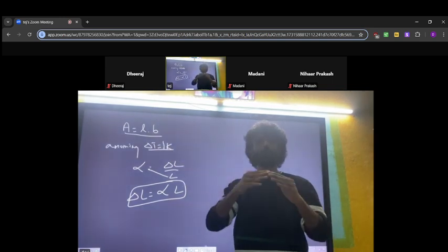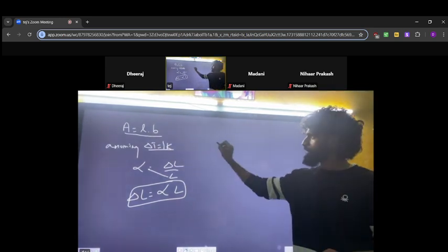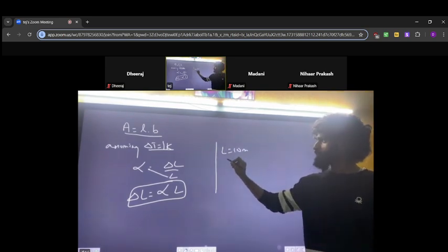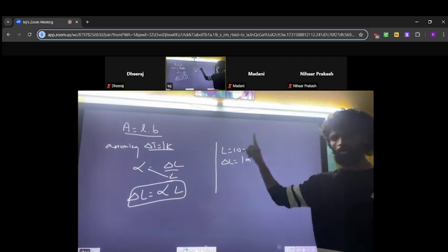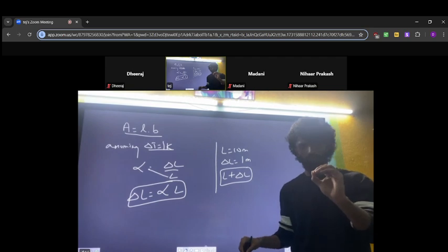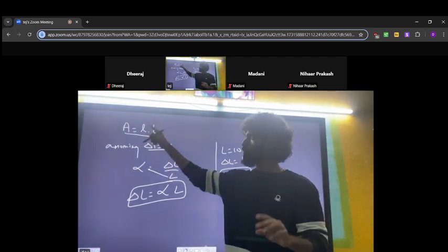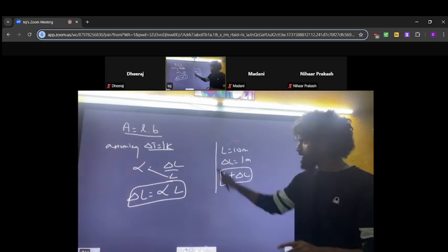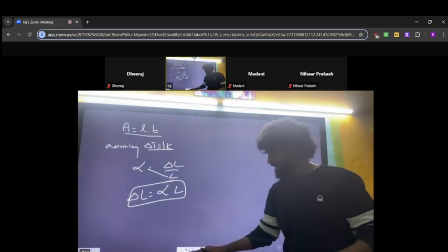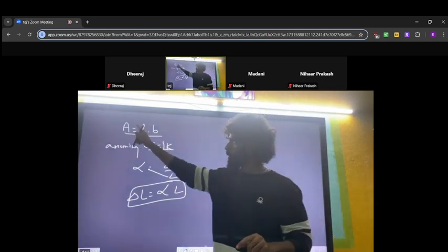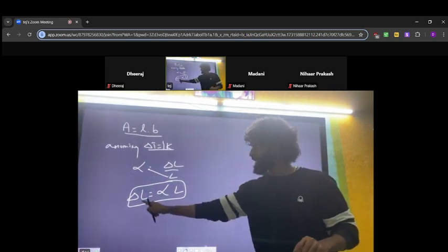So L will become more in length. Example, let's assume initially you took the length as 10 meters. After giving heat, it might have become 11 meters. So delta L was equal to 1 meter. What's the total change? L plus delta L. This is the logic. So when you give heat to something, it will increase. Both area and length will increase, as well as breadth. The same concept: since I found delta L, I have no choice but to also find delta B. Why? Because area depends on length as well as breadth.